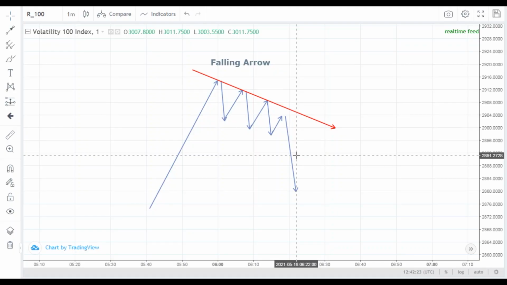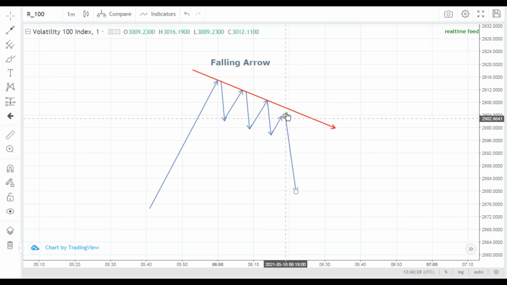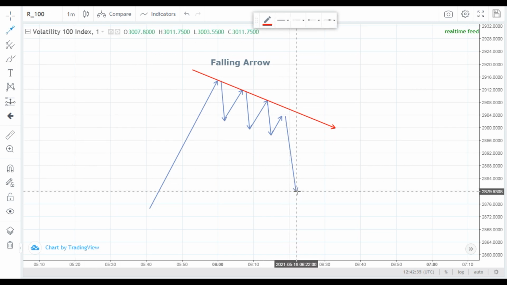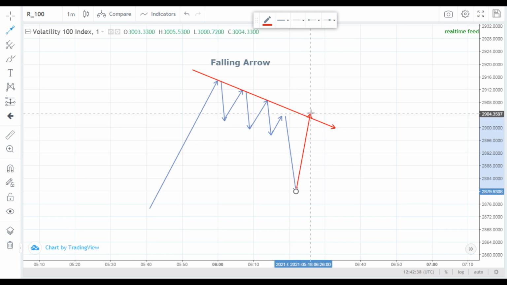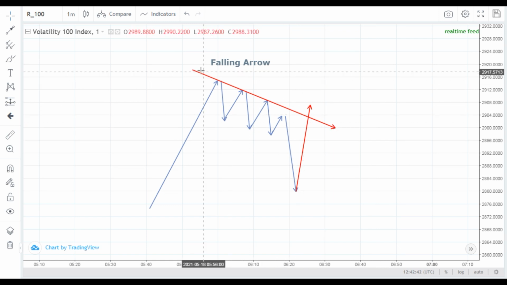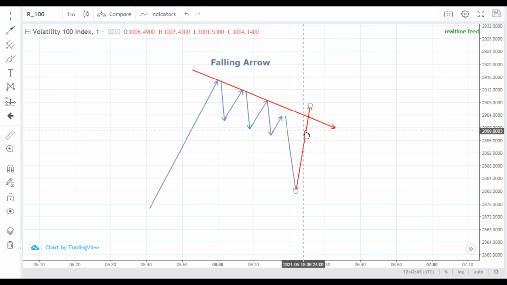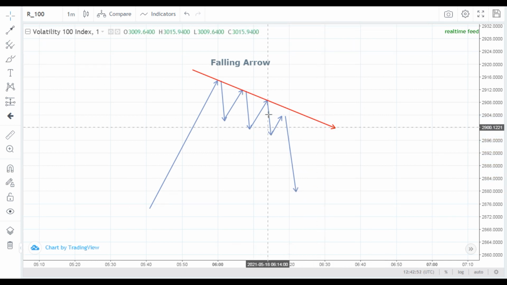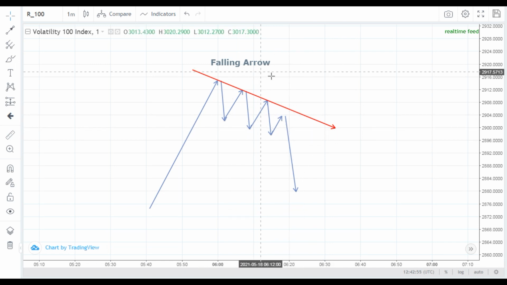Now, how do you know that price is not going to move your way? Once this red arrow gets broken, so let's say price comes all the way up here, and then the arrow gets broken, you get out of the trade immediately. Once this red line gets broken, you get out of the trade. But once price is still below the red line, what do you do? You keep looking for sells, you sell. So we are done with the falling arrow.